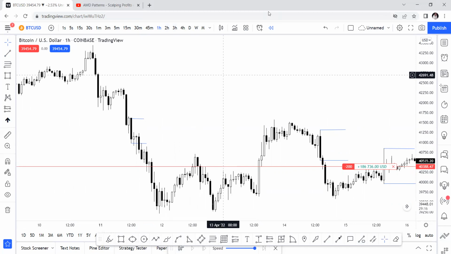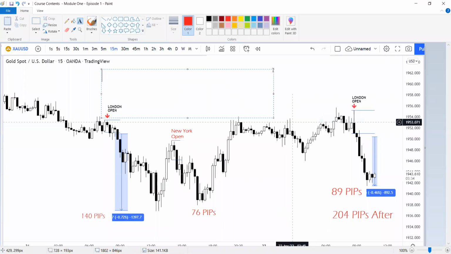Please get this behind your mind. I'm telling you, no other approach can trade it like this.